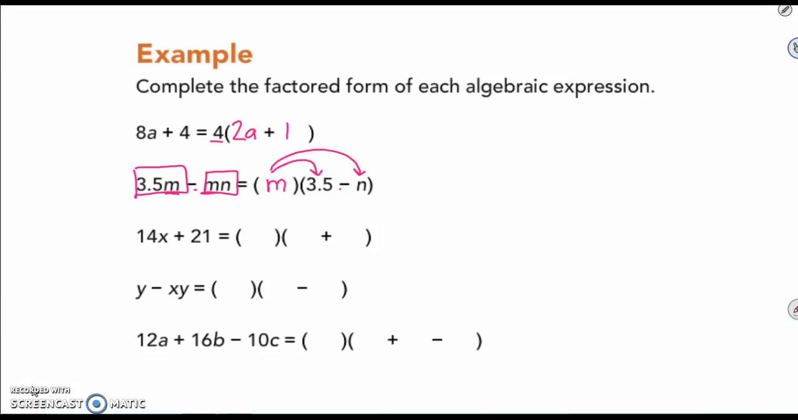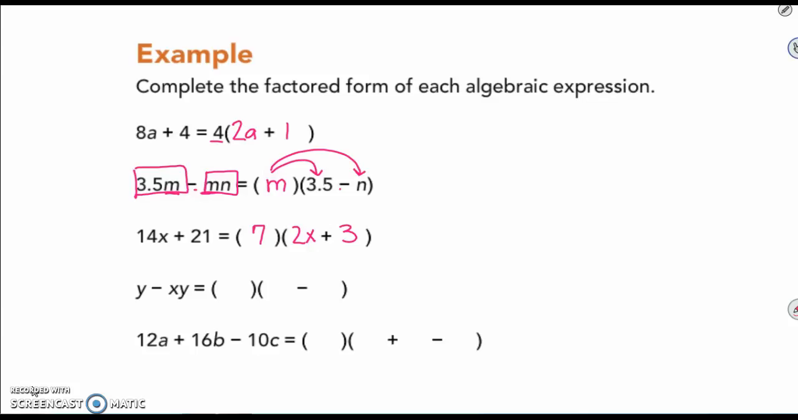For the next problem, we have 14x plus 21. What is the greatest common factor of 14x and 21? If you said 7, you answered correctly. 7 times 2x equals 14x. 7 times 3 equals 21. Therefore, the factored form of 14x plus 21 is 7 times 2x plus 3.